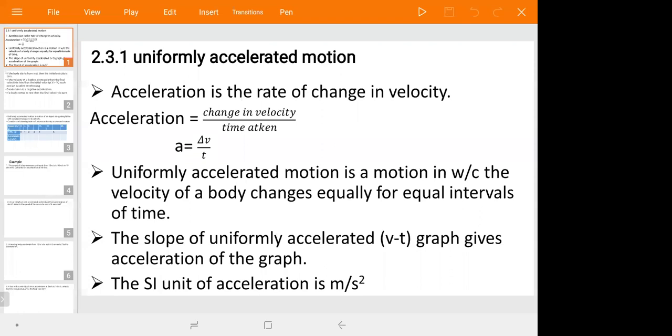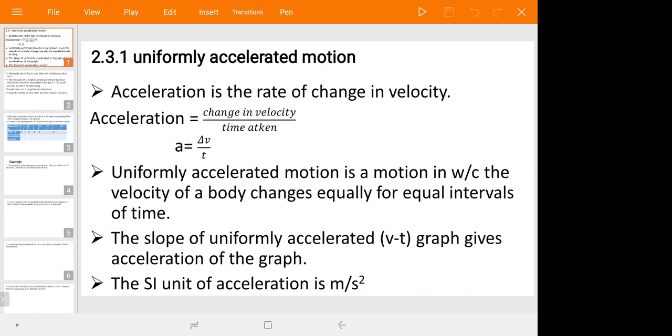In our previous discussion, we have seen uniform motion. Uniform motion is a motion of a body along a straight line with constant velocity. That means distance is covered equally in equal time intervals. In our discussion today, we will see uniformly accelerated motion.